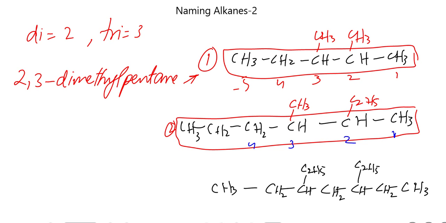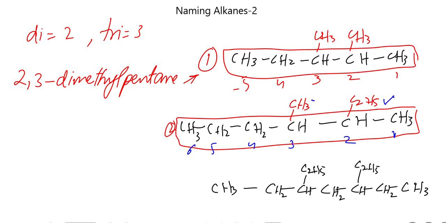2, 3, 4, 5 and 6. Now you can't say 2, 3 because they're not same. You can't say 2, 3 diethyl or dimethyl. They're two different branches, so now you have to go alphabetically. So ethyl, E, comes first and methyl, M, comes later. So you will name ethyl first and then you will go to methyl.